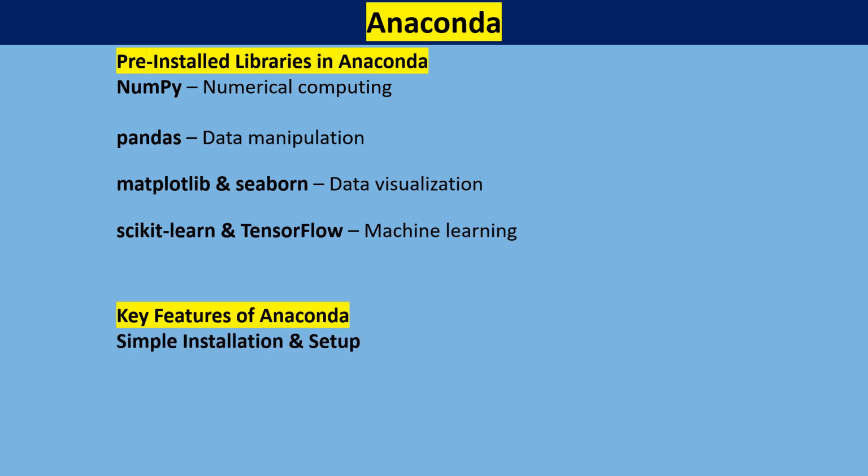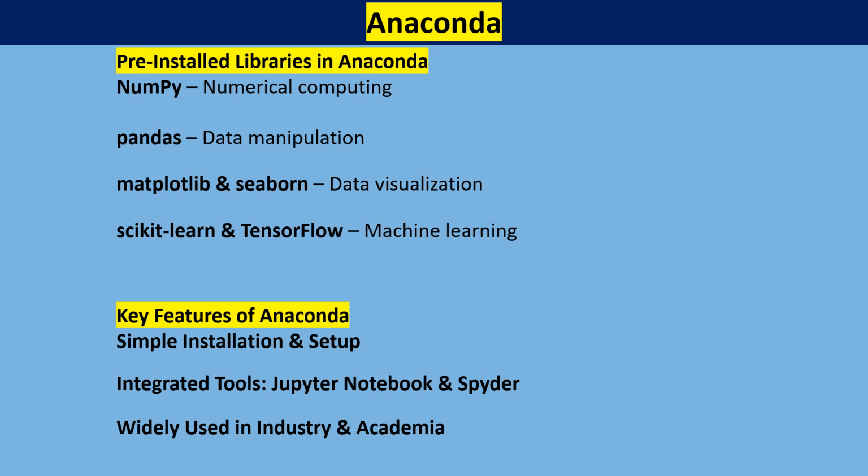Key features of Anaconda. Anaconda removes the complexity of setting up a Python environment, allowing users to start coding immediately. Jupyter Notebook is an interactive coding tool, while Spyder is an IDE optimized for data science. Anaconda is trusted by organizations like Google, Microsoft, and NASA for data analysis and machine learning applications.